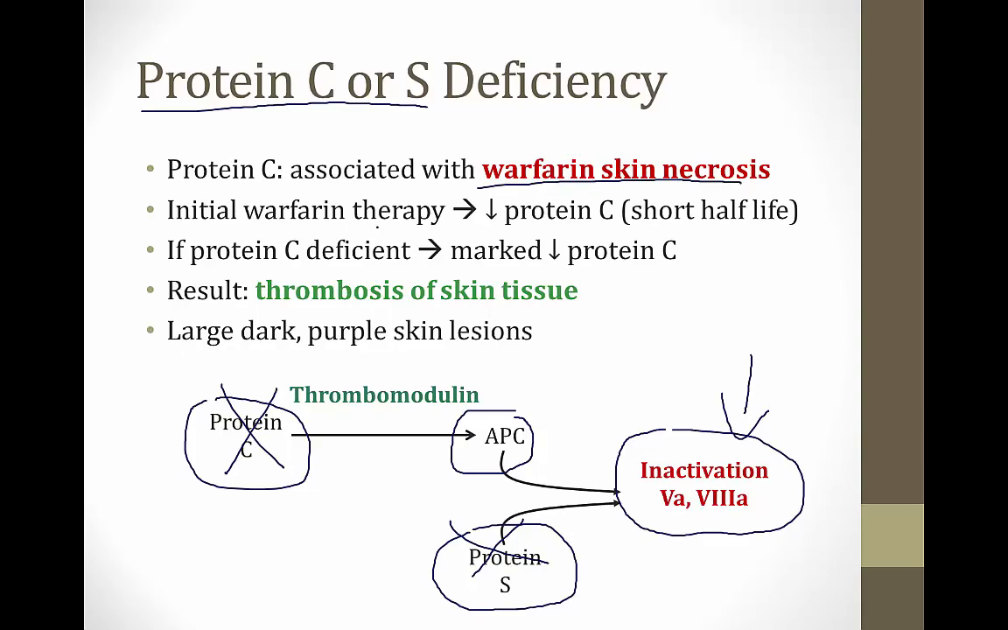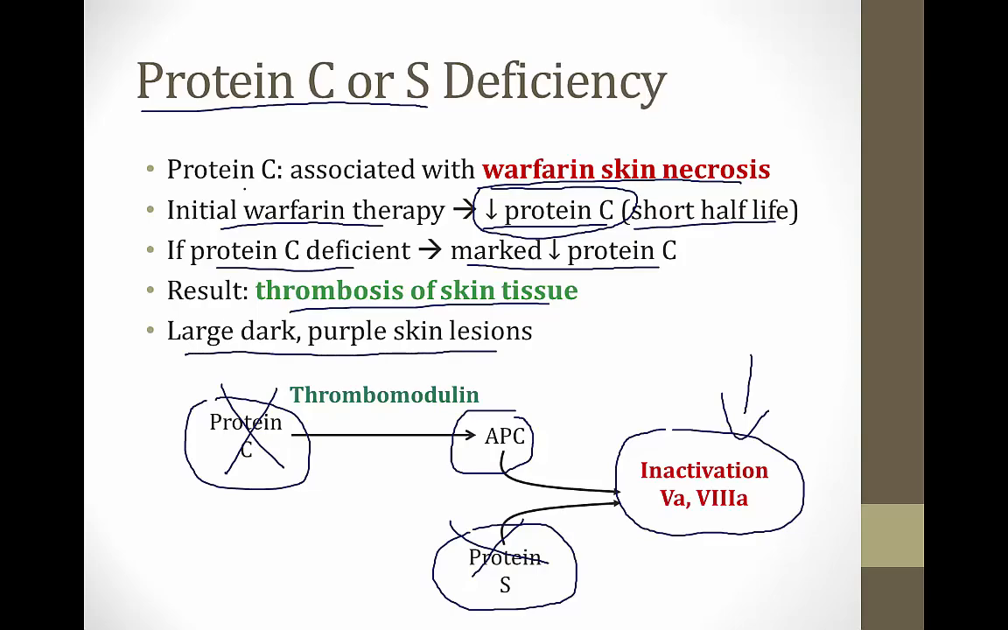When you initially administer the drug warfarin, this leads to a fall in the protein C level. Protein C is a vitamin K dependent factor. Its levels fall on warfarin therapy, and it has a very short half-life, so one of the first things that happens when patients take warfarin is that the protein C level falls. If you are already protein C deficient, this can lead to a very marked decrease in protein C. This can lead to a hypercoagulable state that results in thrombosis of the skin and presents as large, dark purple skin lesions. And I talk about warfarin in more detail in the pharmacology modules.